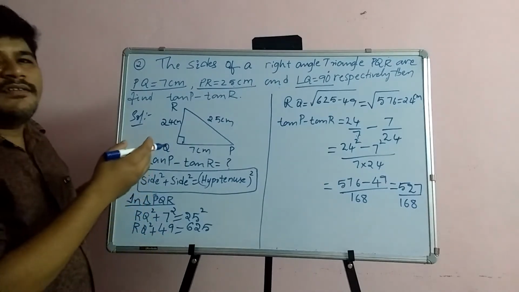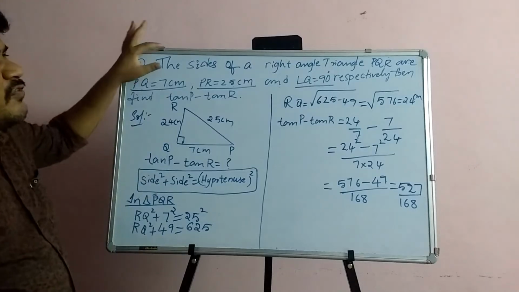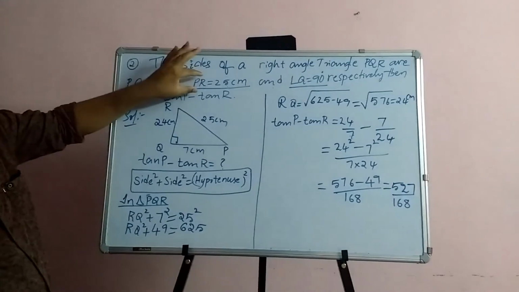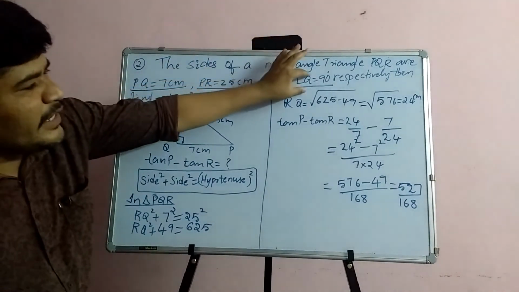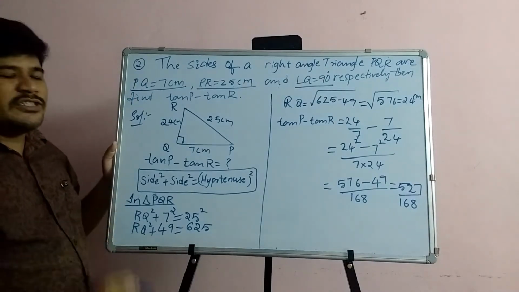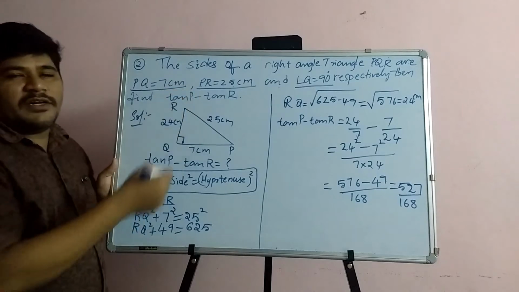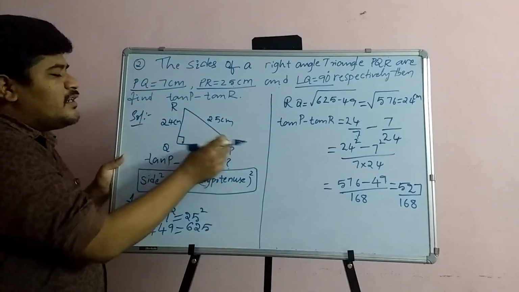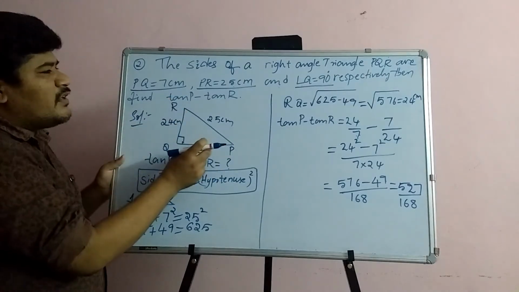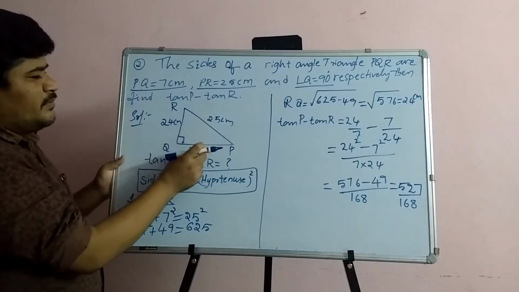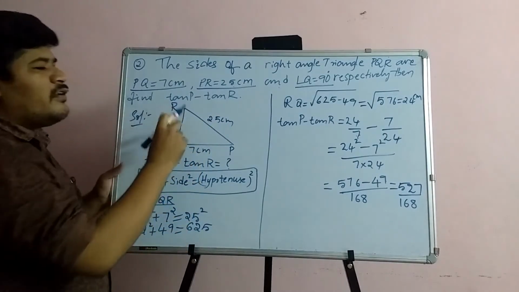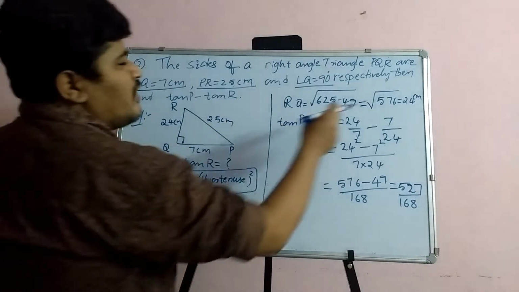So once again see the problem, children. The sides of right angle triangle PQR are PQ is equal to 7 centimeters, PR is equal to 25 centimeters, and angle Q is equal to 90 degrees respectively. Then find tan P minus tan R. This is the question. We have taken one rough right angle triangle, and here at Q we take the right angle. The given data is 25 centimeters and 7 centimeters, PR and PQ. With the help of the Pythagoras theorem, we found the QR value, and we got QR as 24.